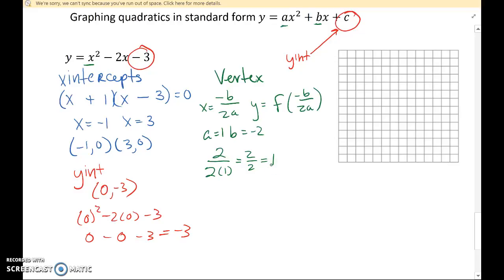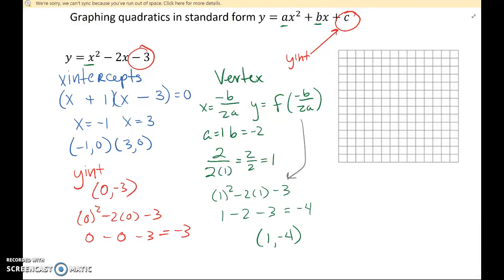And so that is what we're going to be substituting into our equation to find the vertex. And so in our equation, we take 1 squared minus 2 times 1 minus 3. And so this step here is the negative b over 2a, or the f of negative b over 2a. So we get 1 minus 2 minus 3, which gives us a negative 4. And so at 1, negative 4, we have a vertex. Now we have enough information to start our graph.